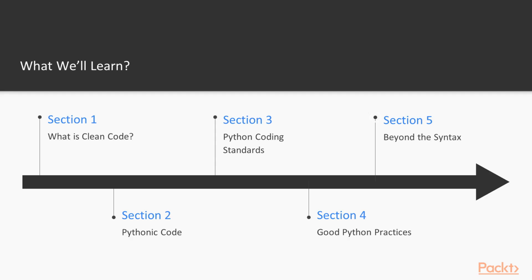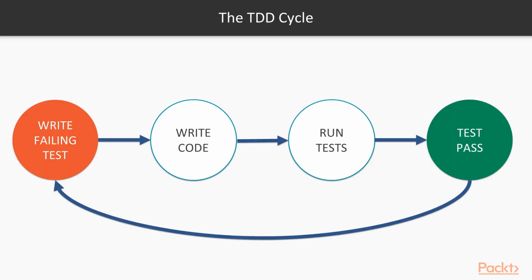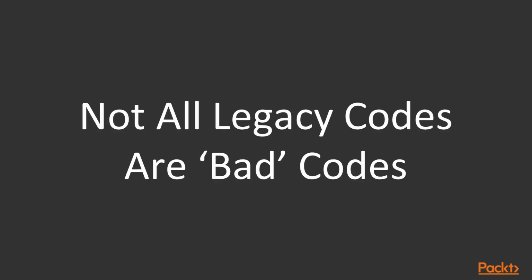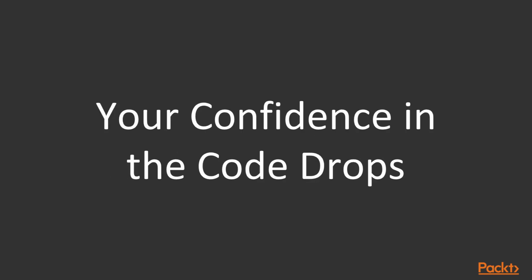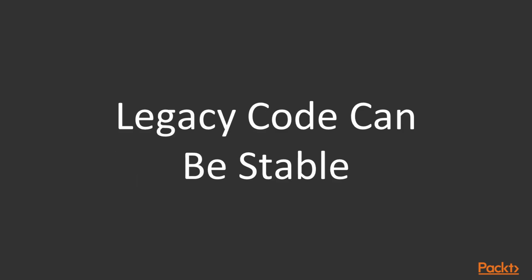In the 5th and final section within this course, we go beyond the syntax and we talk about various different mechanisms that you can adopt to ensure that your code is clean and readable throughout your application's development lifecycle. We talk about test-driven development, we talk about refactoring your code, and we also talk about how to achieve clean code when working on a legacy application.